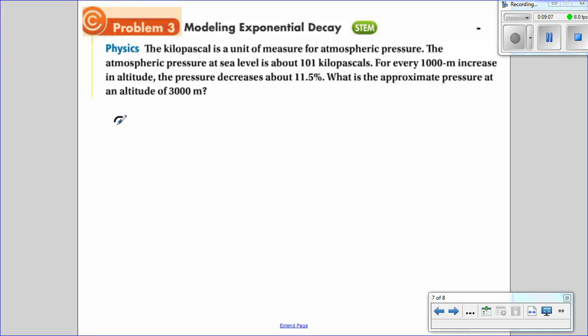So we still have a few things to do. We still have an A and a B. What's our initial? We're dealing with 101. Next thing is our B. Now this time we go with 1 minus. So what was our pressure decrease? 11.5%. So as a decimal, that's 0.115. So that gives us 0.885. So that's our decay. Okay? That's our decay factor.